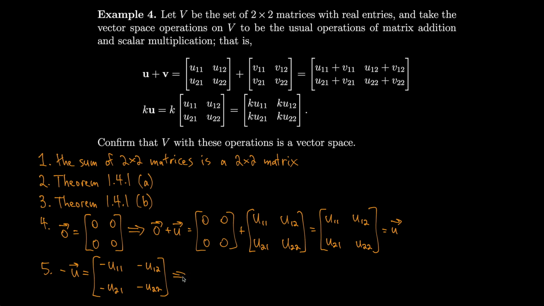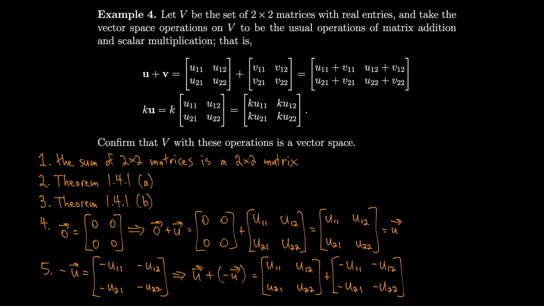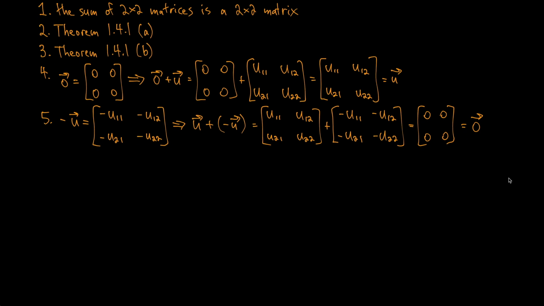Let's test that by adding it to u. So we take u plus negative u, we get u11, u21, u12, u22 for u, plus negative u11, negative u12, negative u21, negative u22. And that does end up being the vector of zeros, because each of the components will cancel, so that's the 0 vector, exactly as we desired. All right, only have 5 more axioms to check.